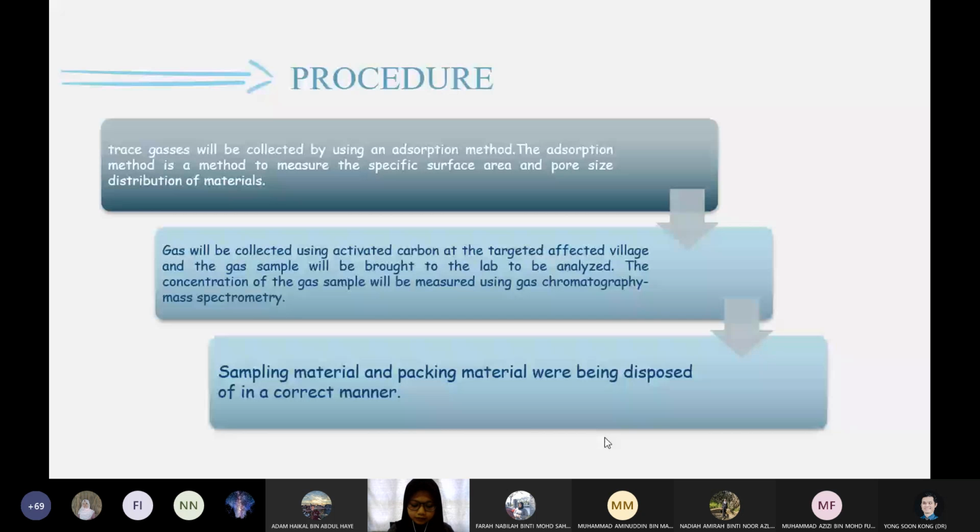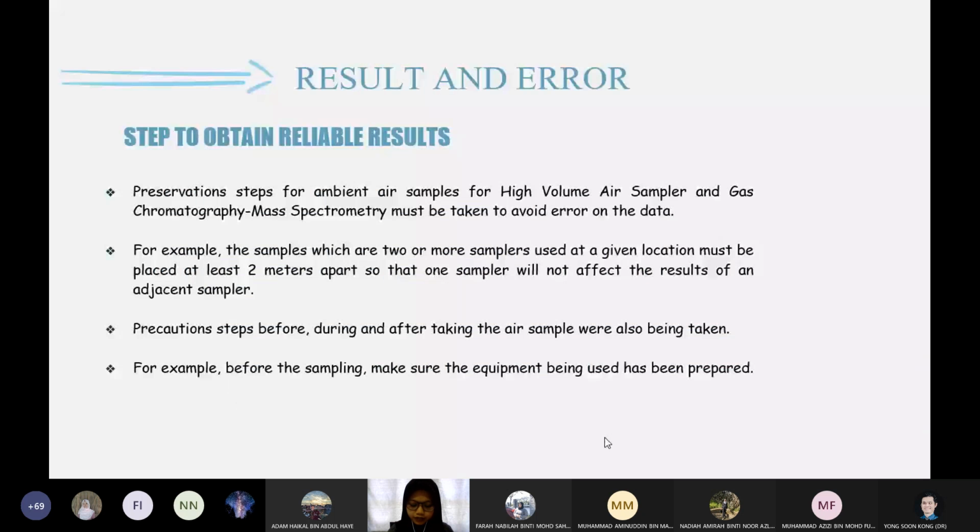Next, to obtain reliable results, preservation steps for ambient air samples, for the high volume air sampler, and GCMS must be taken. For example, when two or more samplers are used at a given location, they must be placed at least 2 meters apart so that one sampler will not affect the result of the adjacent sampler. Precaution steps before, during, and after taking the air samples also need to be taken. For example, before the sampling, make sure that the equipment has been prepared properly.